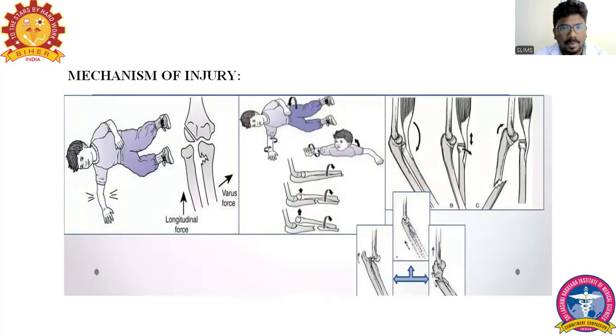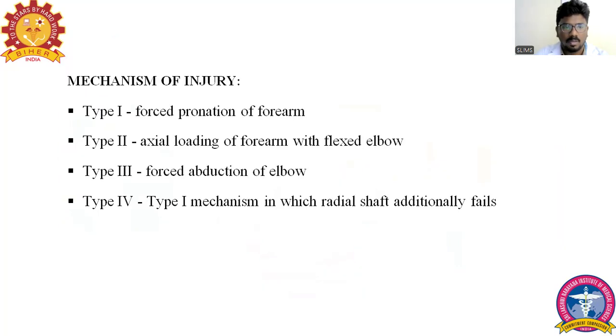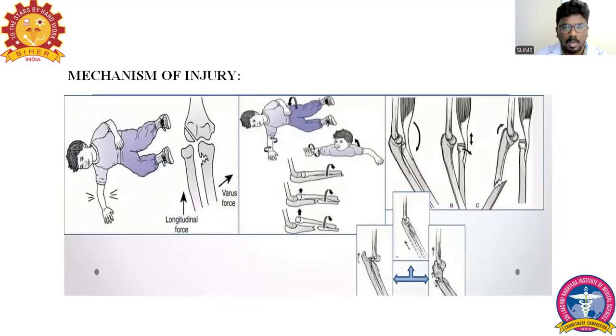This is a pictorial representation where you can see the patient falling with an outstretched hand with the pronated forearm, leading to type 1 force. In the second picture, you can see the patient falling with the elbow flexed, leading to posterior dislocation of the radius along with the proximal shaft ulnar fracture. In type 3, the patient falls with forced abduction of the elbow, leading to lateral subluxation of the radial head.